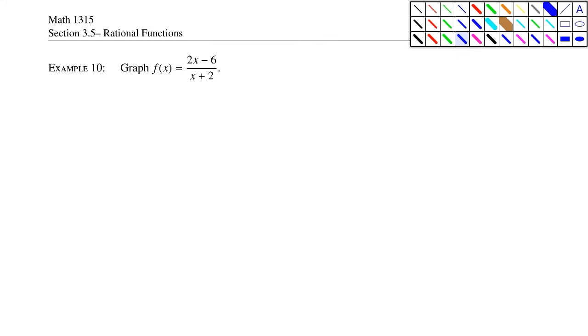Example 10. Graph f of x equals 2x minus 6 over x plus 2. So our first step is to find the x-intercepts. The x-intercepts are when y is equal to 0. So that means I'm going to take the function and set it equal to 0.